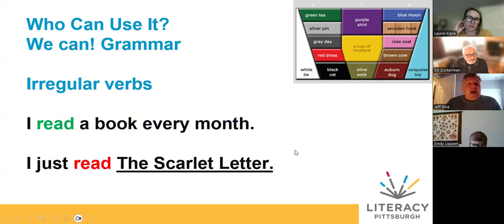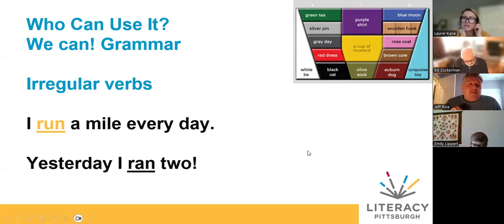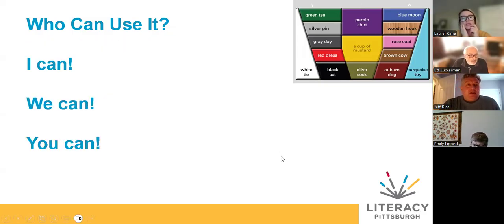Also, irregular verbs. I read a book every month. I just read The Scarlet Letter. Green tea, read. Red dress, read. Here, exact same spelling, but meaning is very different. And for many irregular verbs, it's the vowel that changes, right? So I run a mile every day. Yesterday, I ran two. A cup of mustard, run. Black cat, ran. Yesterday I ran two miles.